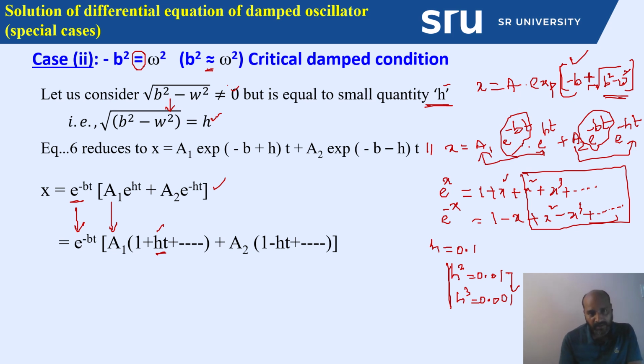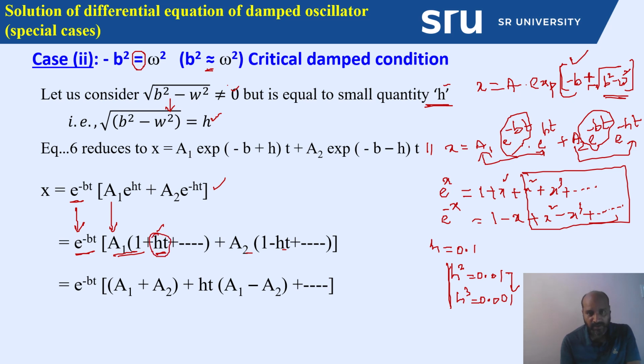And if you see again, there will be 1 plus ht and 1 minus ht. We can take something common, e to the power of minus bt as it is. Here the first terms a1 and here a2. So a1 plus a2, plus, and here ht is common in both. This ht is common in both. So if you take that common, a1 minus, here it is with minus, so a1 minus a2.